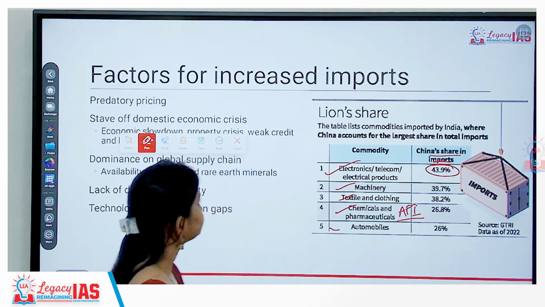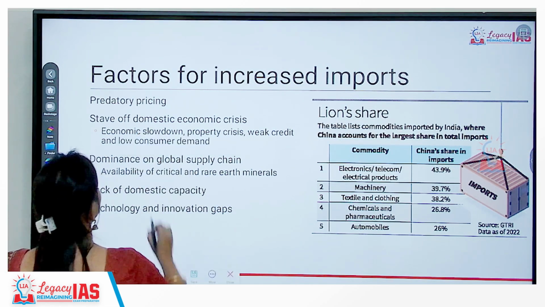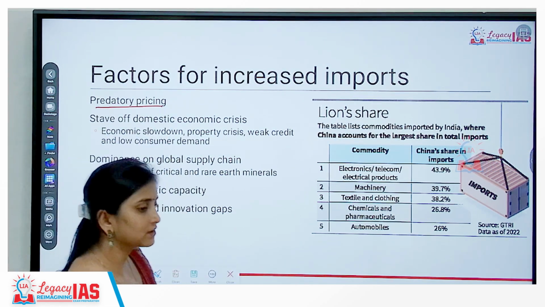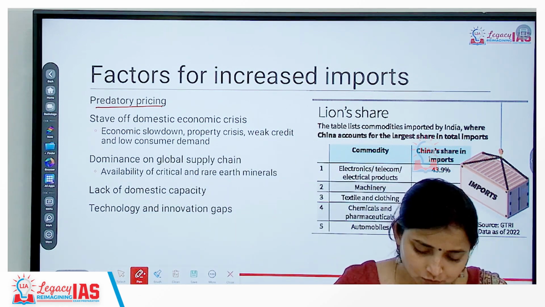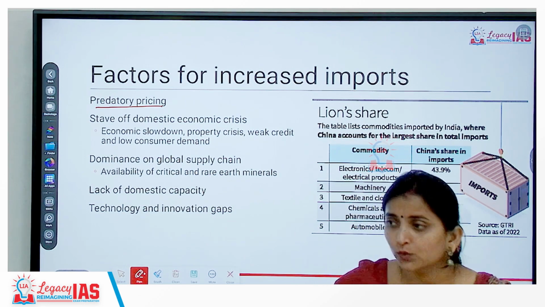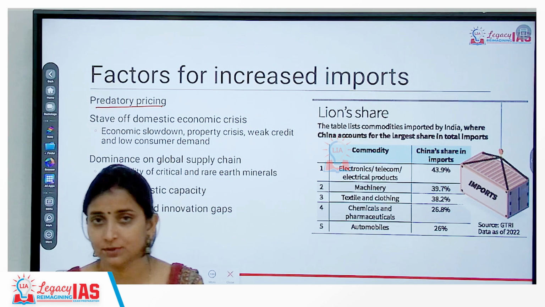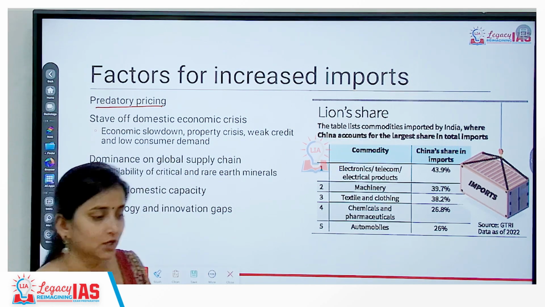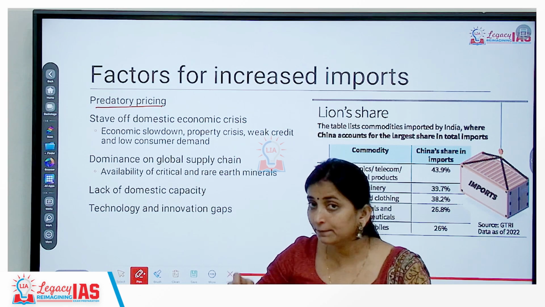Okay? So what are the factors to this? First major factor is the predatory pricing. What is predatory pricing? The predatory pricing basically means that I will reduce the prices so that more and more people buy my products. Once I am able to reach every consumer market, then I will try to surge the prices. This is called predatory pricing. So China is also carrying out this measure in which it is trying to curb down the prices, okay?